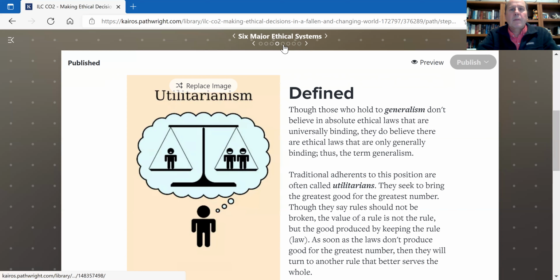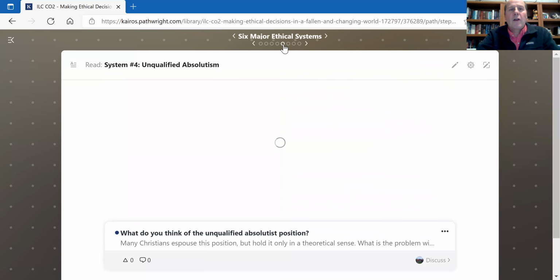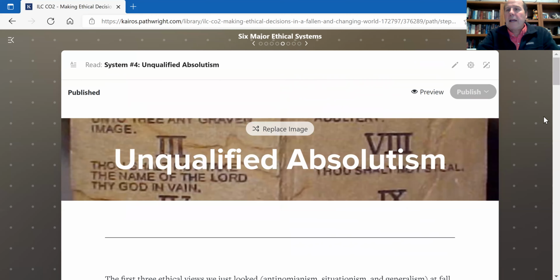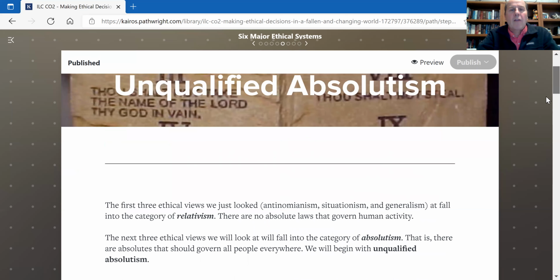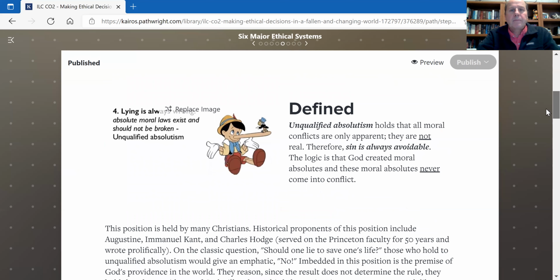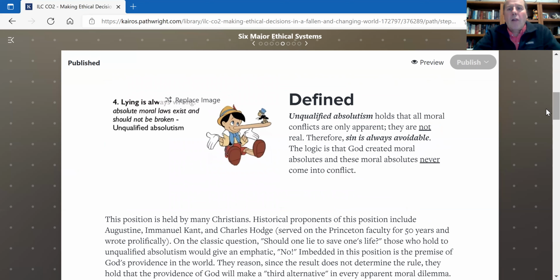Okay, so those first three systems really all fall under a non-Christian worldview. For us Christians, though, we begin to enter into the idea of absolutes. The first one is this idea of unqualified absolutism. Unqualified absolutism holds that all moral conflicts are only apparent and not real. Therefore, sin is always avoidable.